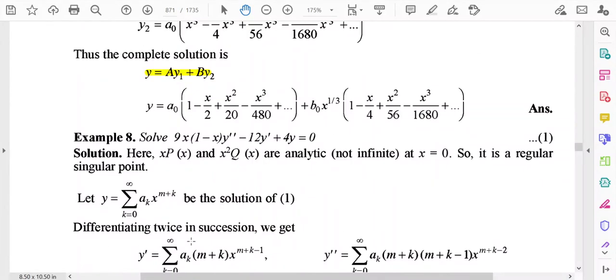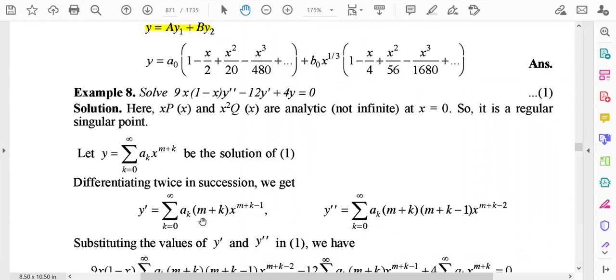So let us take another example. Suppose this is the equation. Again, we have to test whether the point x is equal to 0 is regular singular or not. This is the first step. After checking that it is a regular singular point, then we have to assume that y is equal to the sum of ak x to the power m plus k is a solution of the given differential equation. Then calculate y prime, then calculate y double prime.